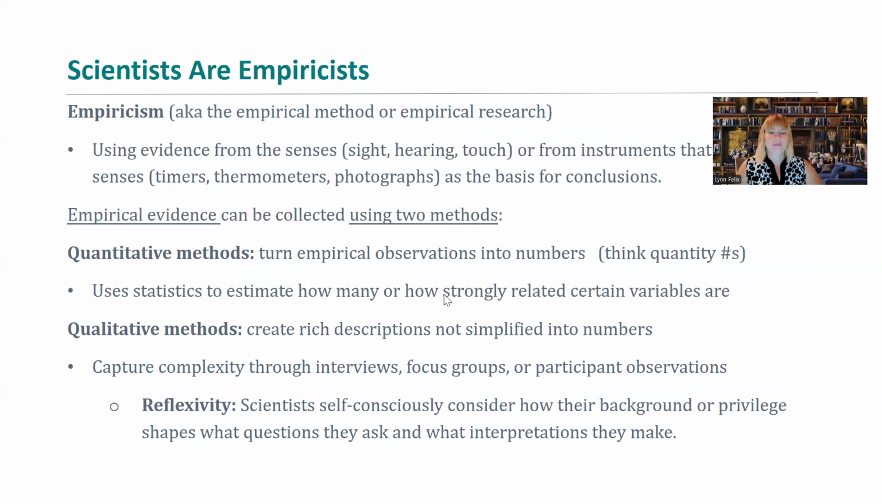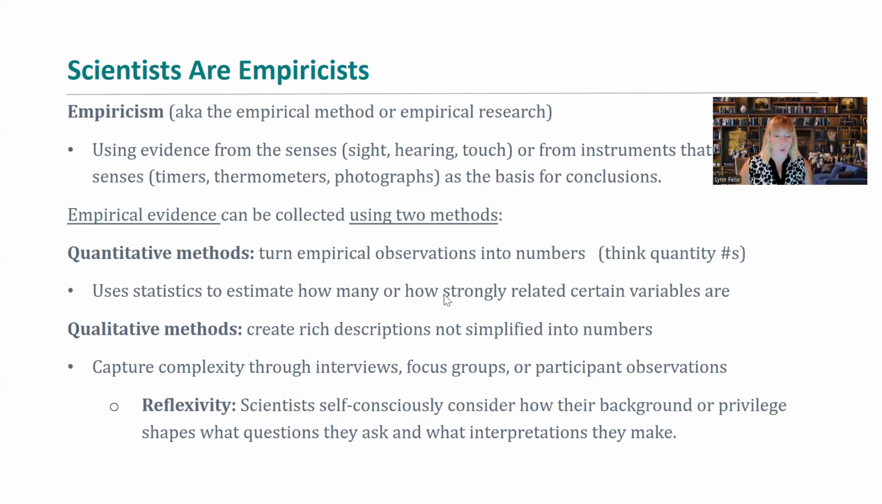So we know scientists are empiricists, right? AKA they use the empirical method or empirical research. So they use evidence from the senses, right? Sight, hearing, touch, or from instruments that use the senses, like timers that you can hear, thermometers for touch, photographs, as the basis for their conclusions. Empirical evidence can be collected using two different types of methods.